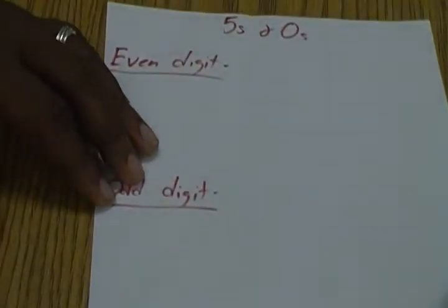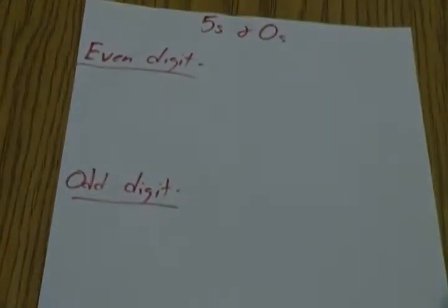Today we dealt with patterns with fives and zeros. I'm going to show you two different patterns that you'll see when you have a number that has a 5 followed by zeros with even digits, and then I'll show you the same thing, 5 followed by zeros with an odd digit. Alright, so what I mean by fives and zeros, let's say for instance we have 50.